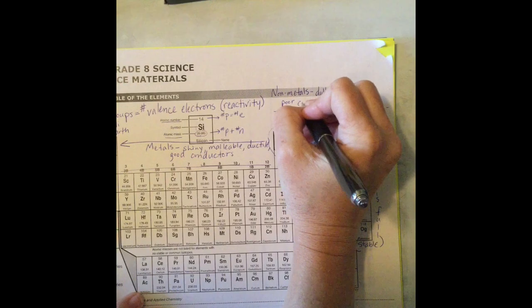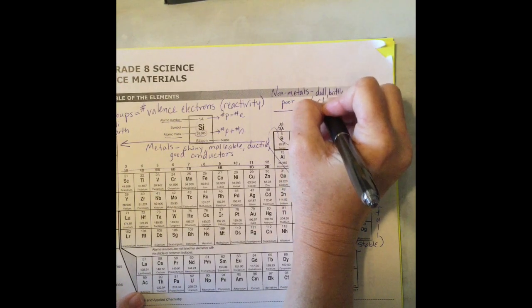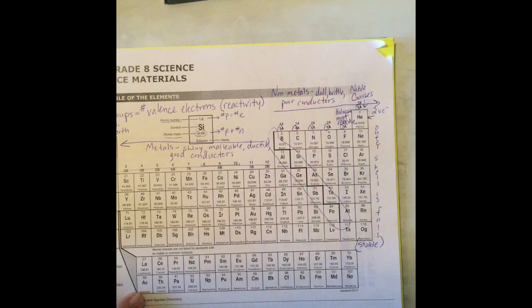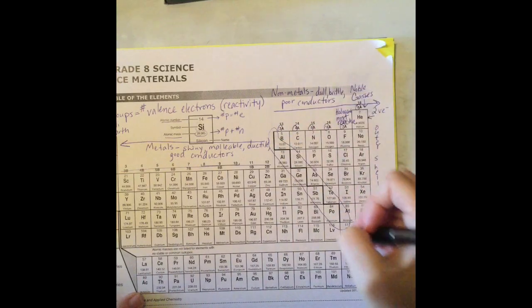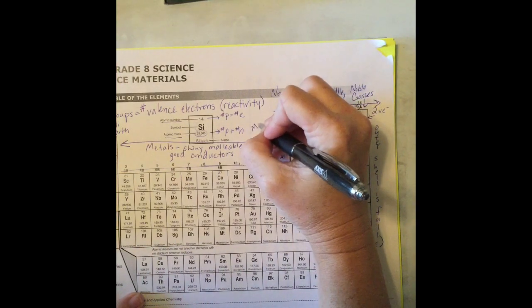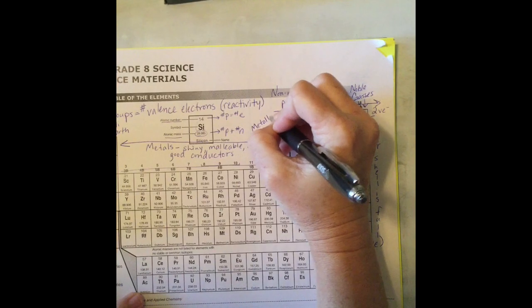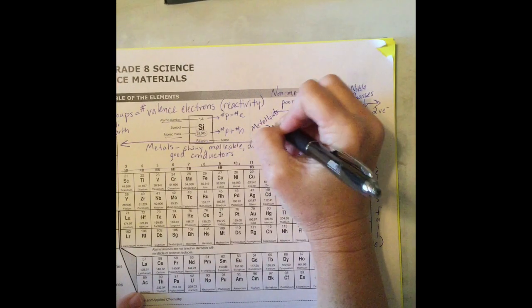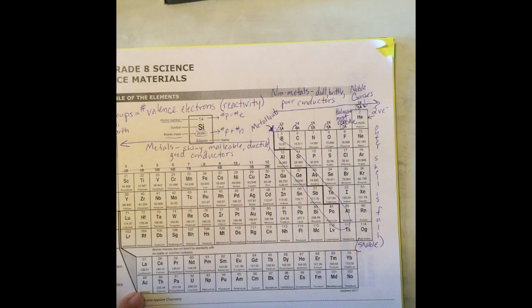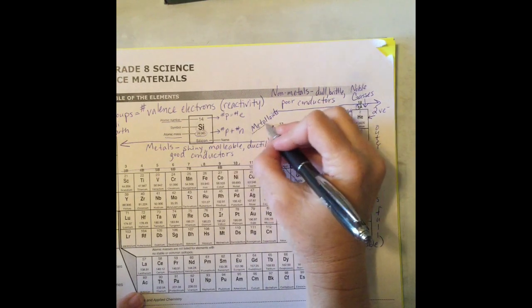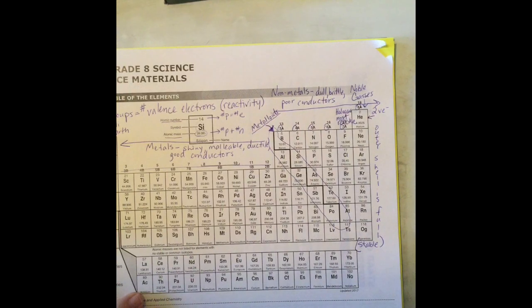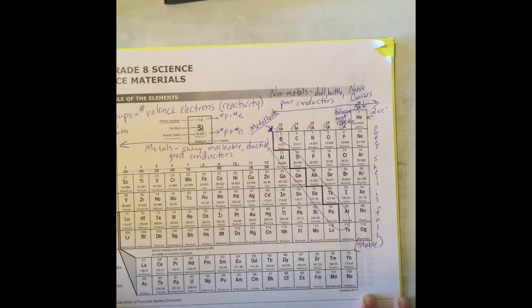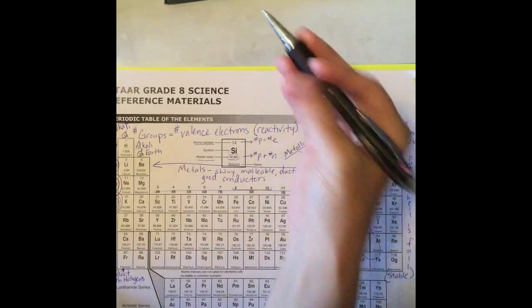Those elements that fall right along the line are called metalloids, and they share properties of both metals and nonmetals. Some of them are what we call semiconductors, which are very important to our technology industry. They often can conduct electricity well without conducting a lot of heat, so that's very beneficial.